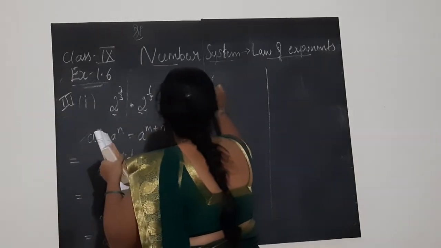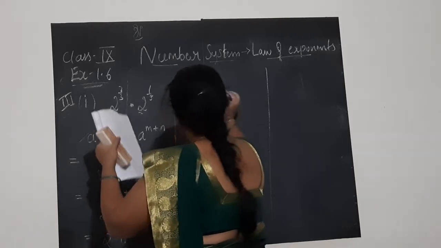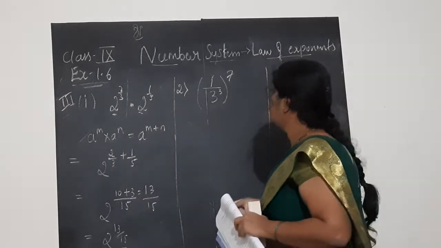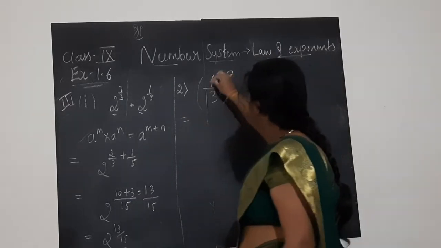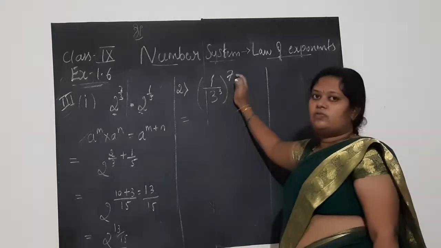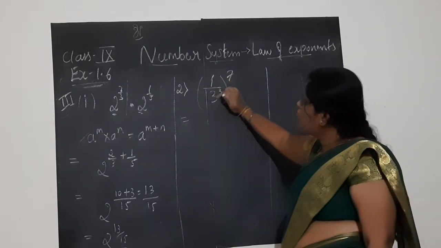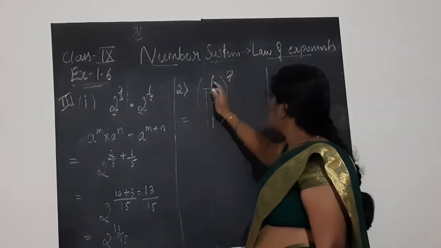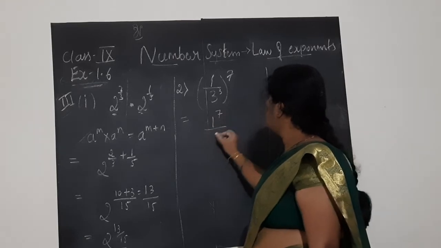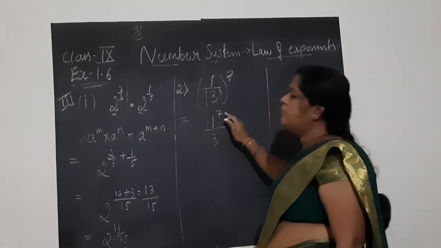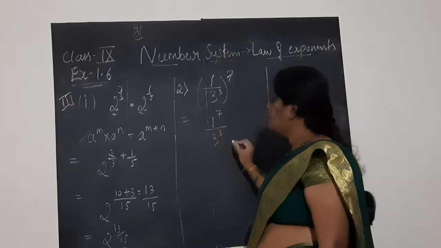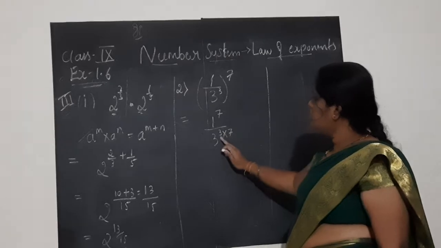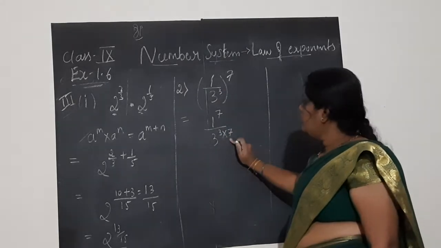Second question is, children, 1 divided by 3 cube whole to the power 7. You need to simplify. Here this power 7 applies to both numerator and denominator, that you know, basic algebra. If I apply this power 7 individually to the numerator and denominator, it becomes 1 to the power 7, and 3 cubed is already there, into 7 it becomes.